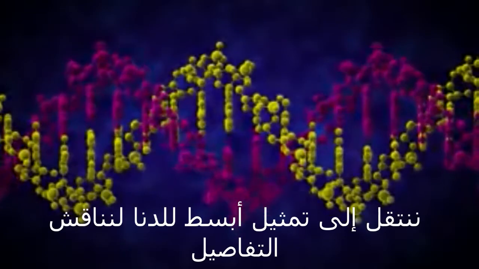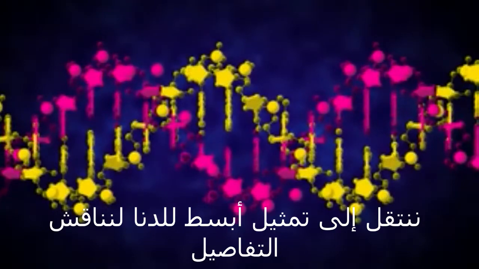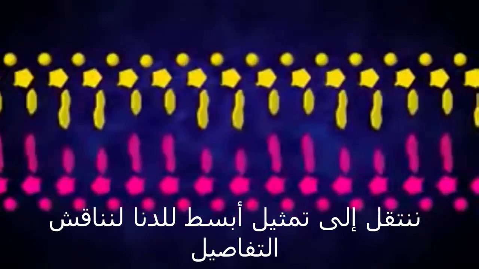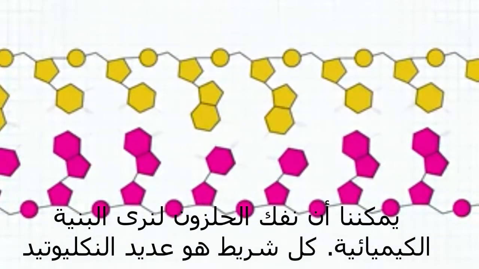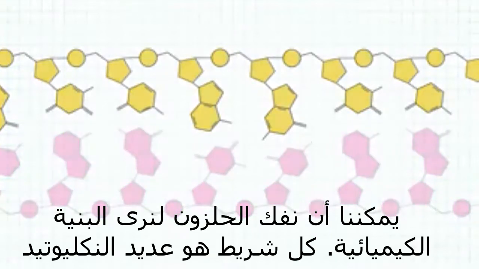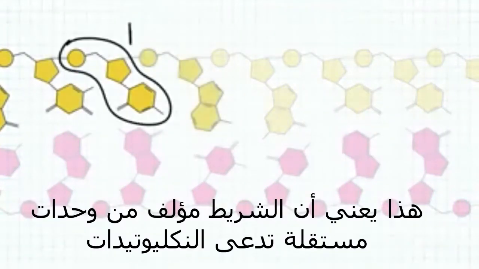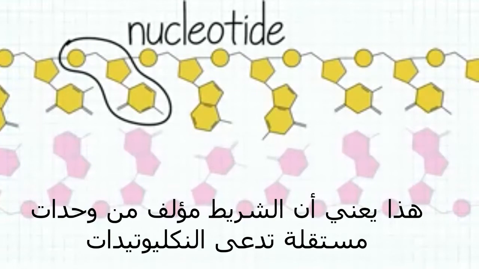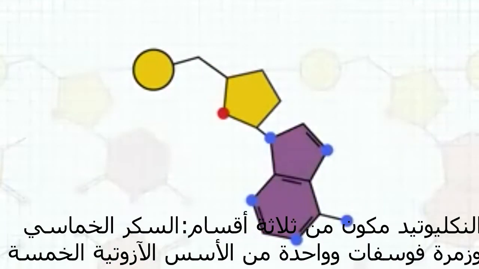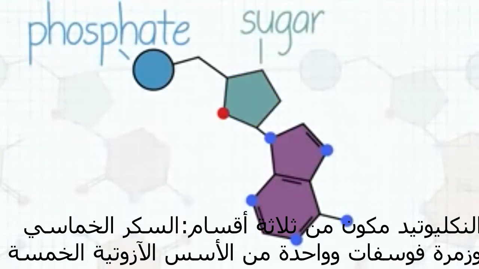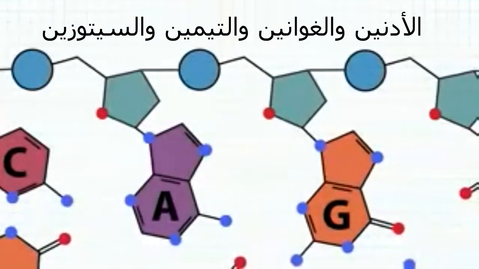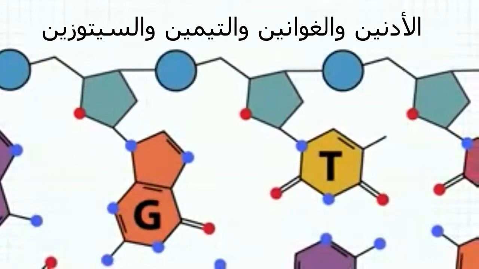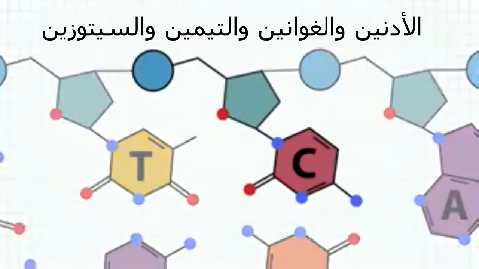Now, let's move to a more simplified representation of DNA to discuss the details. We can unwind the double helix like this, so that we can see the chemical structure inside. Each strand is a polynucleotide, meaning the strand is made up of many individual units called nucleotides. A nucleotide has three components: the 5-carbon sugar, a phosphate group, and one of 4 possible nitrogenous bases: adenine, guanine, thymine, and cytosine.